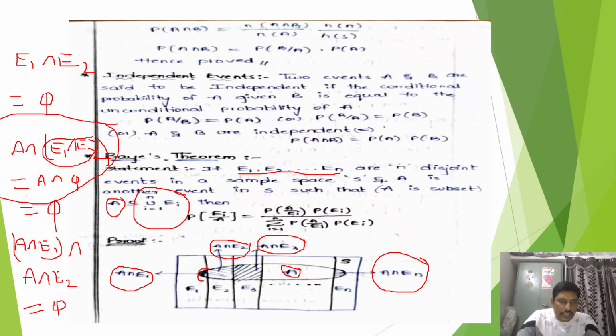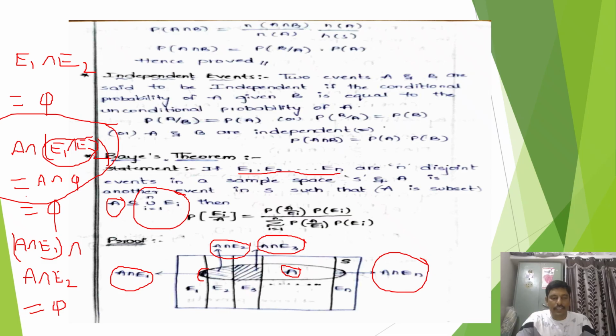So A intersection of E1 intersection E2 is equal to A intersection E1 intersection A intersection E2, that is going to be phi. Therefore, all the events A intersection E1, A intersection E2 up to so on are mutually disjoint events, just like E1, E2, E3 up to so on En. If I take A intersection E1 as another event, say capital P1, and A intersection E2 as capital P2, all these events are also mutually disjoint events.